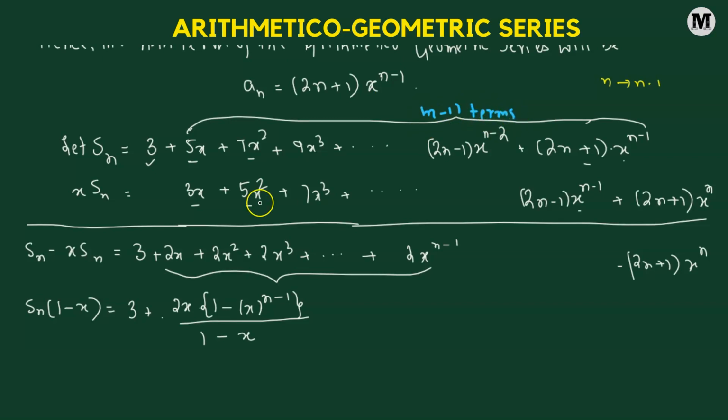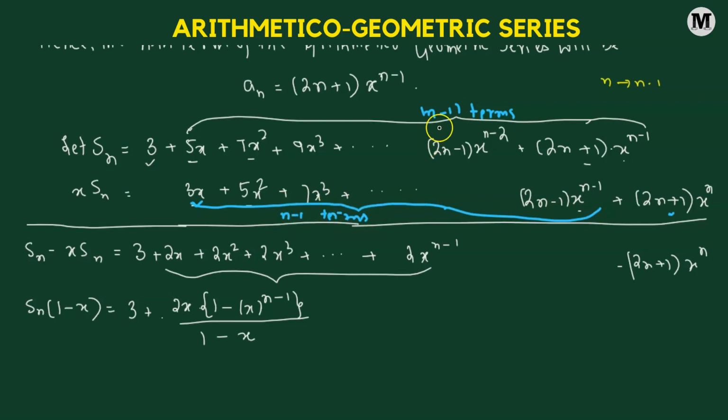Similarly, for x Sn, here 3x is the first term and (2n plus 1) multiplied by x raised to the power of n is the last term. What we'll do, we'll consider the first term all the way up to the second last term. So this is also going to have n minus 1 terms.